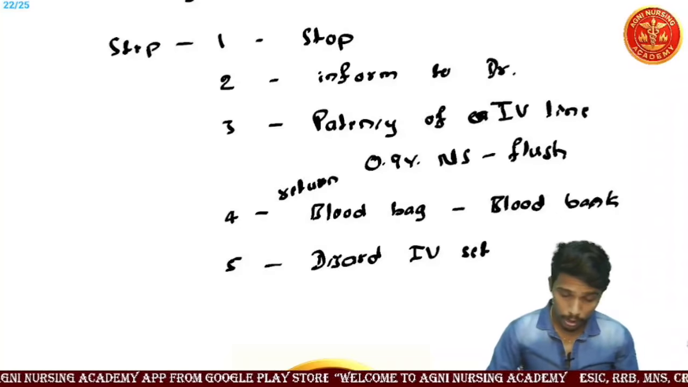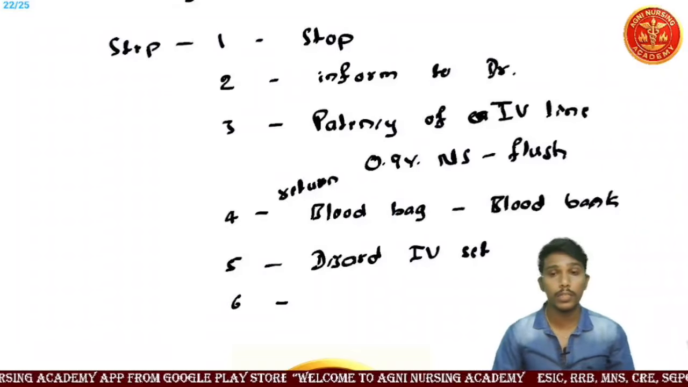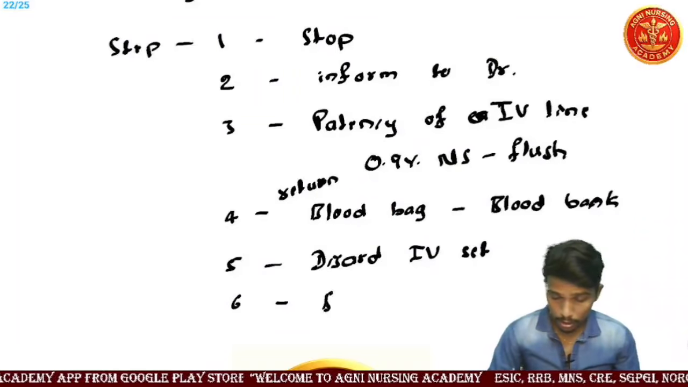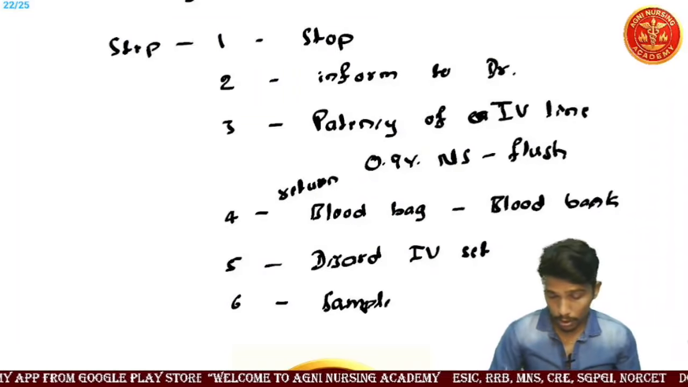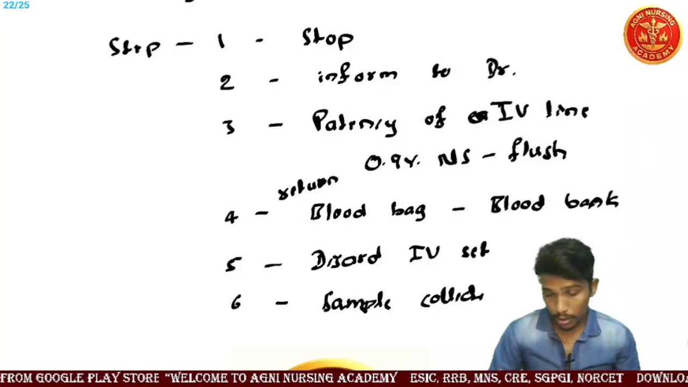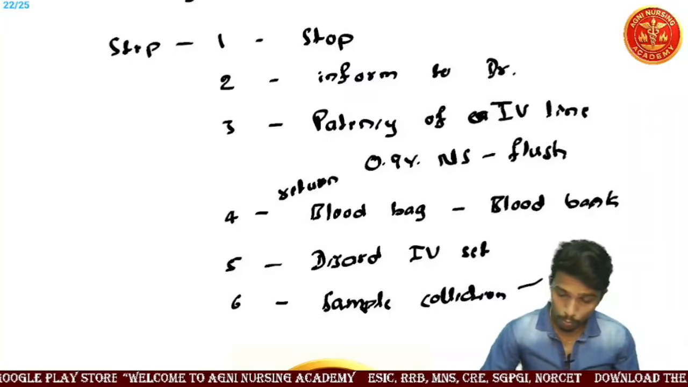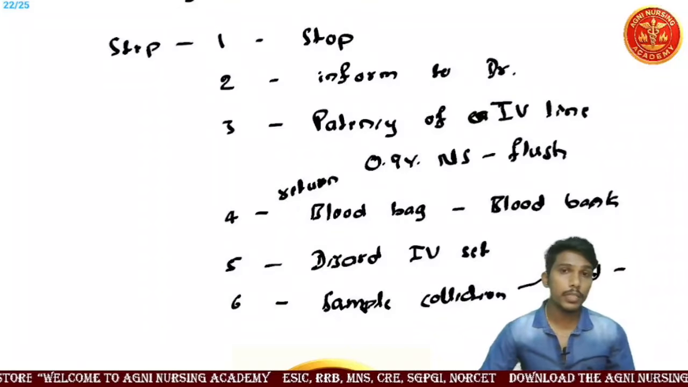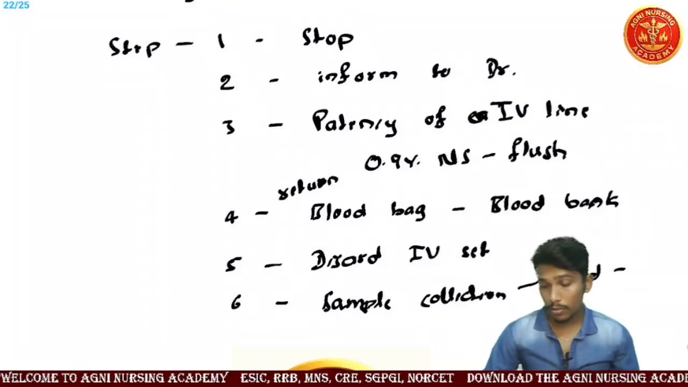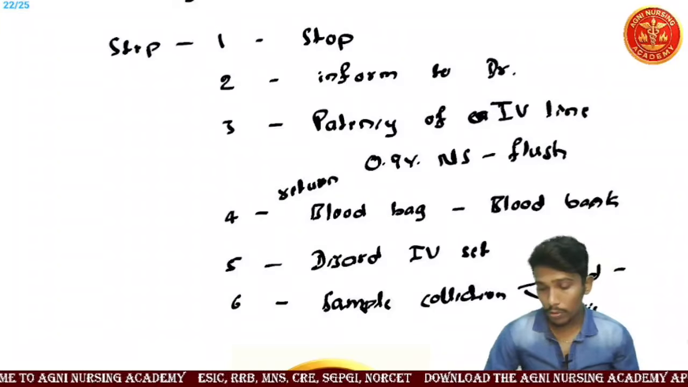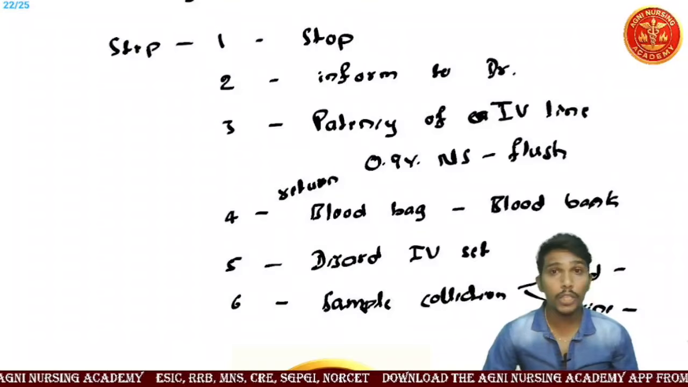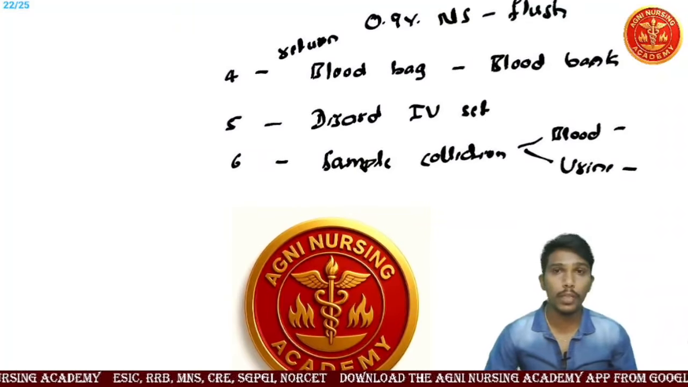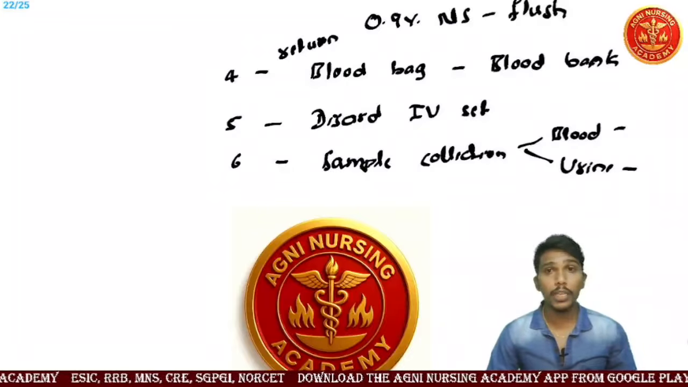Okay, after that we have to take investigations, blood sample collection. Blood sample collection, like blood for Rh incompatibility or anti-IgA antibody. And urine also we have to test for hematuria. Hematuria can happen in hemolytic reactions.